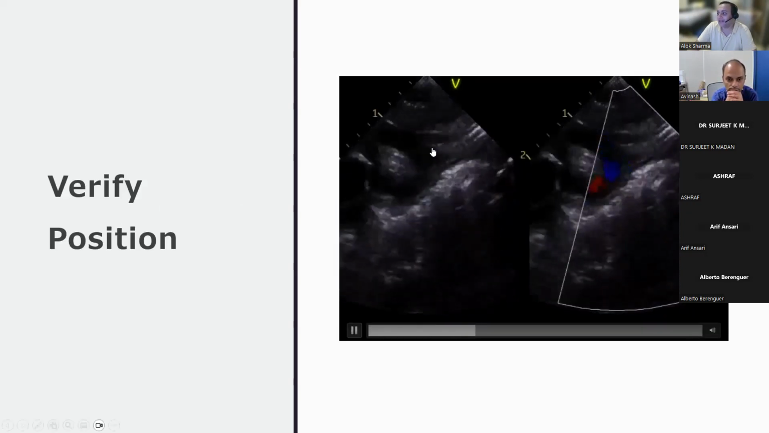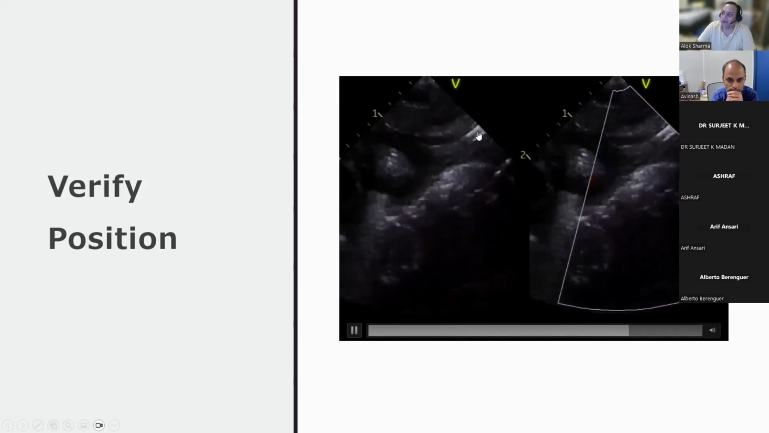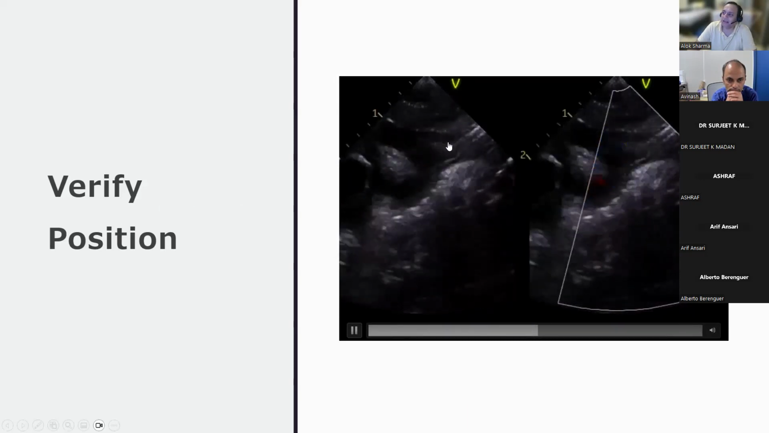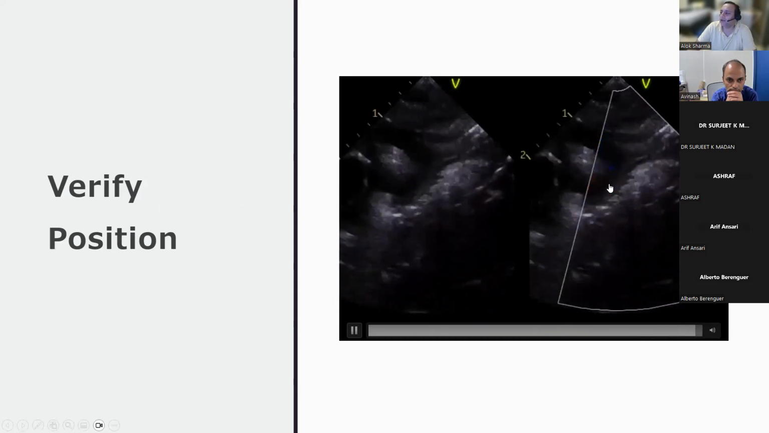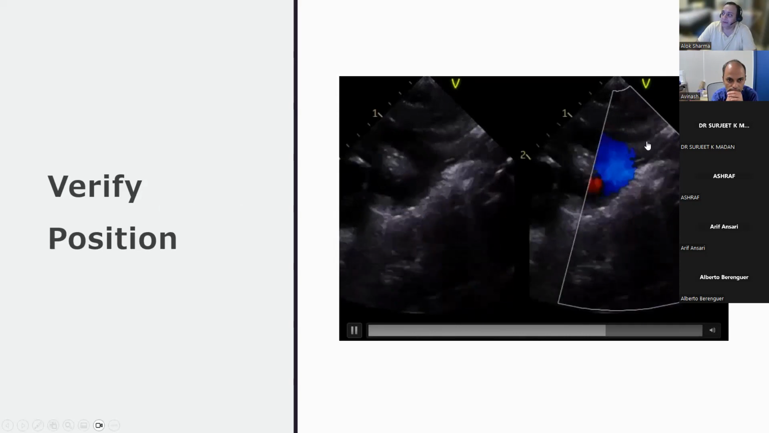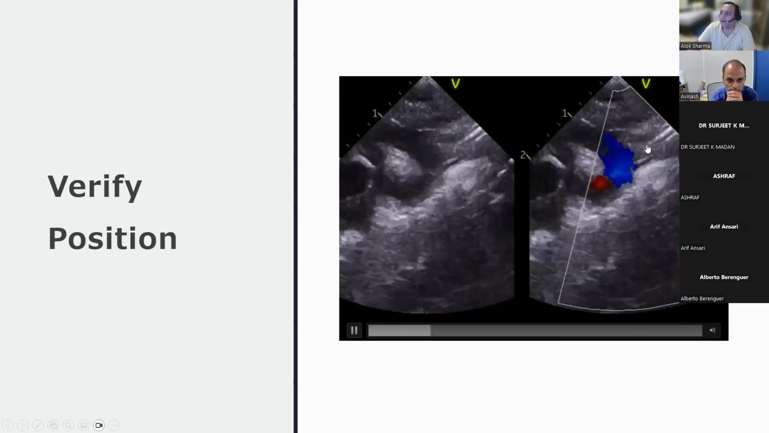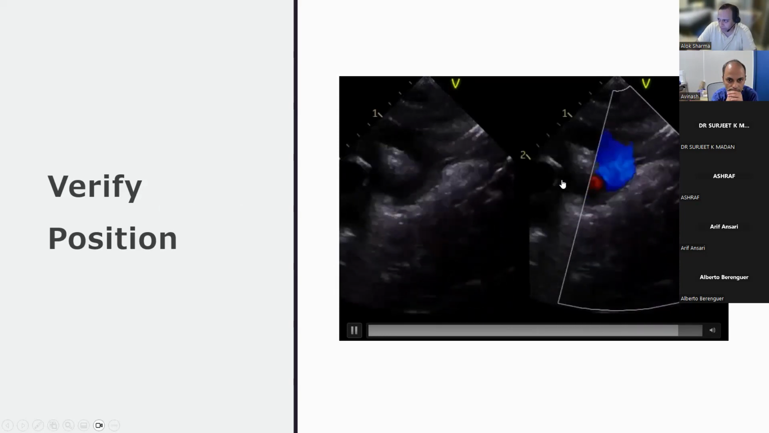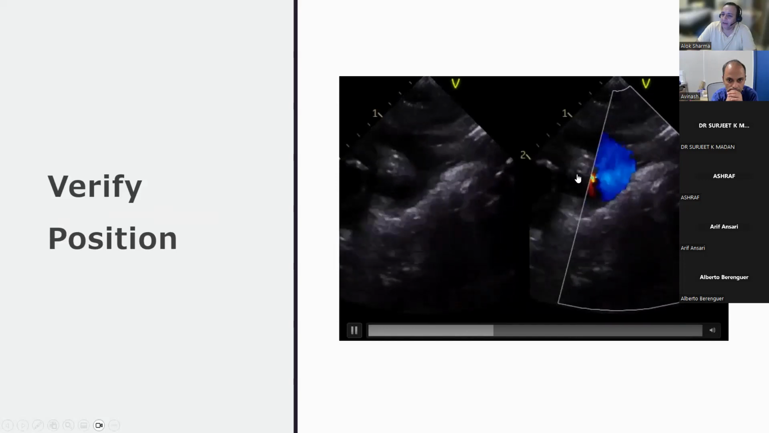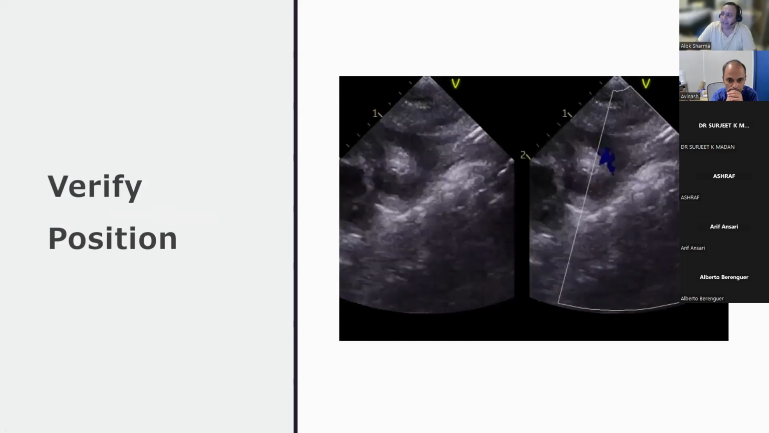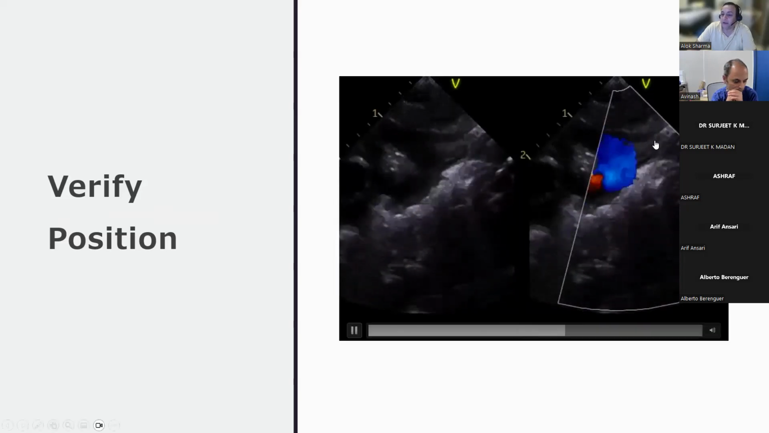This is verifying the tube position again, now that we've fixed it. You can see the tube coming in there. It's half a centimeter above the level of the aortic arch, and that is the ideal position in an extremely preterm baby, about a centimeter from the RPA. The RPA, the right pulmonary artery, comes in here. In term babies, it's usually about a centimeter; in a preterm baby, it's half a centimeter.